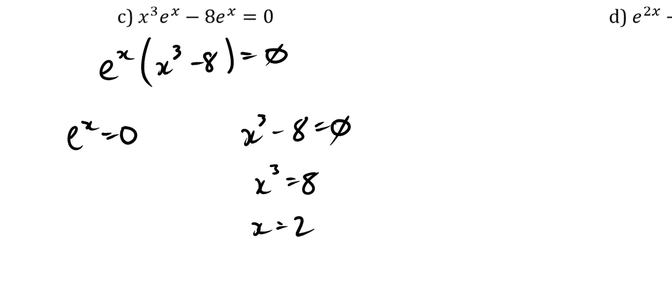e to the x equals 0. How am I going to solve this? There's different ways that you can think about this. I might rewrite it: log base e of 0 equals x. And take the ln of 0 on my calculator. What's that? Try it.